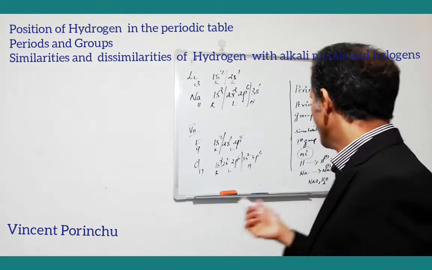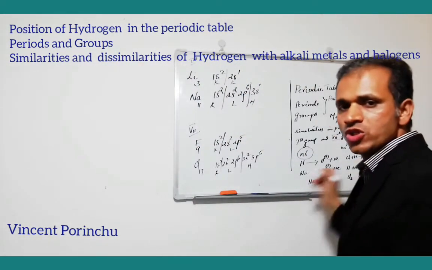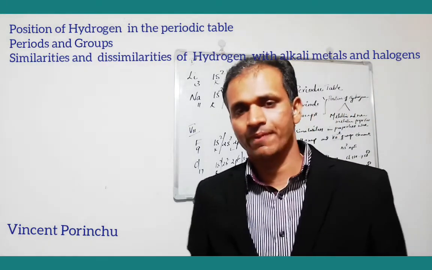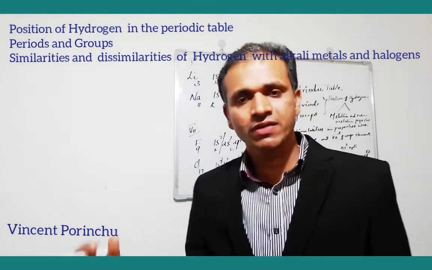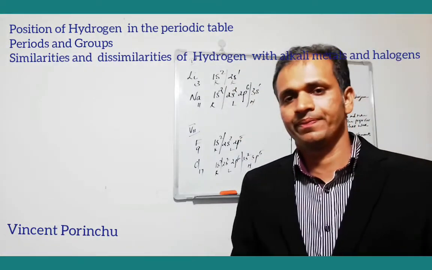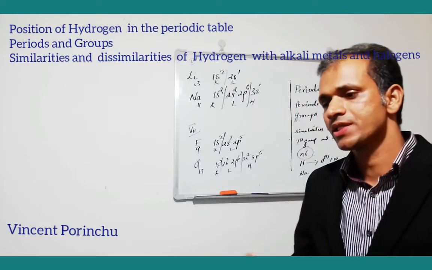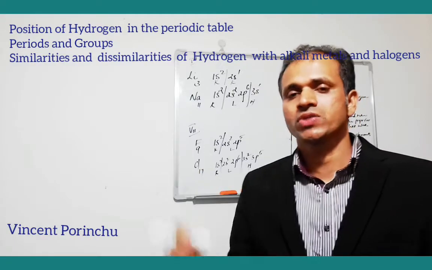Similarly, hydrogen also forms an H- ion, the hydride ion. Just like halogens form their negative ions, hydrogen also forms a negative ion. That means hydrogen also shows resemblance with the halogens.